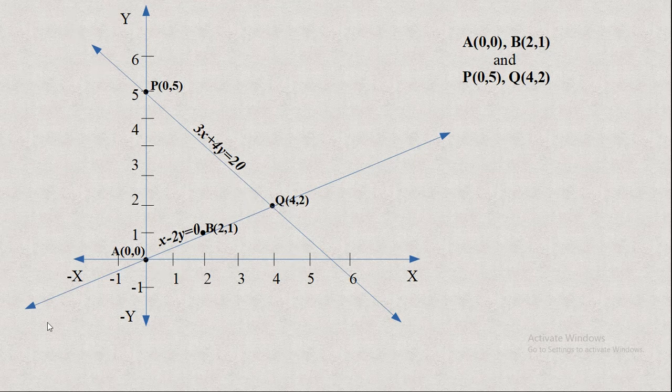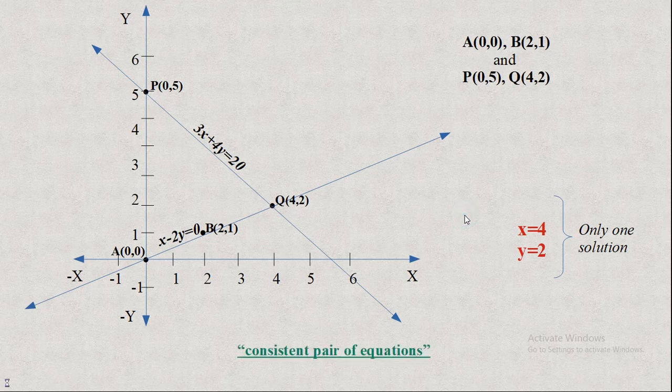Okay, from a graph like this, in which the two lines are intersecting, there will be only one solution for the pair of equations. That is, here we have the point 4, 2, that is when x equal to 4 and y equal to 2. This is the only solution of the pair of equations 3x plus 4y equal to 20 and x minus 2y equal to 0. Okay, and when a pair of linear equations has a solution, then those equations can be called a consistent pair of equations.